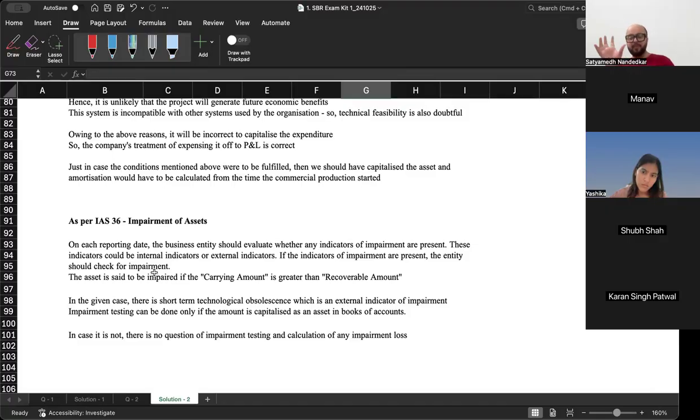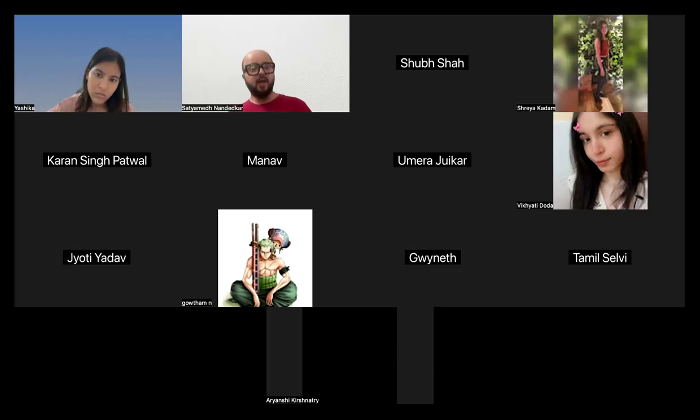Impairment testing, but when will impairment testing happen? When the item is capitalized in the books of accounts, right? If there is an asset, then it will be impaired. Two minutes ago, we arrived at this conclusion that, listen, under IAS 38 there will be no capitalization. If there is no capitalization, how will the question of impairment come? Only an asset is impaired, right? So for impairment to take place, there has to be an asset in the first place in the financial statements.